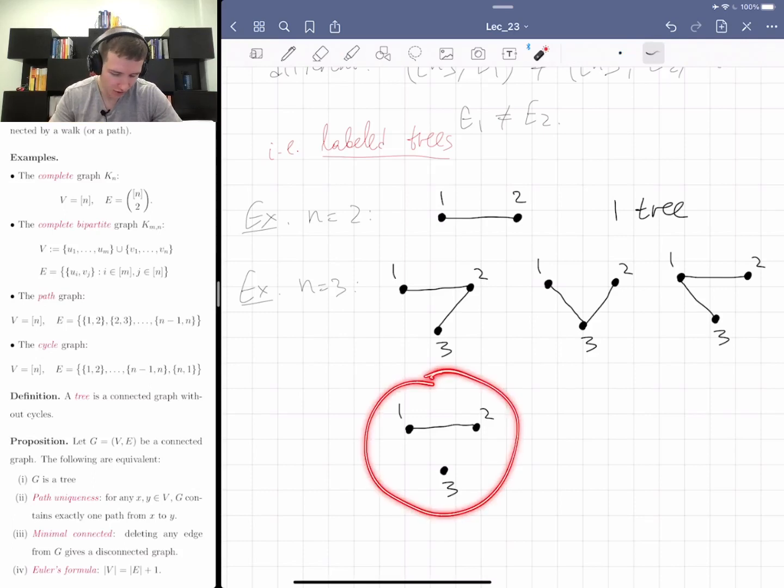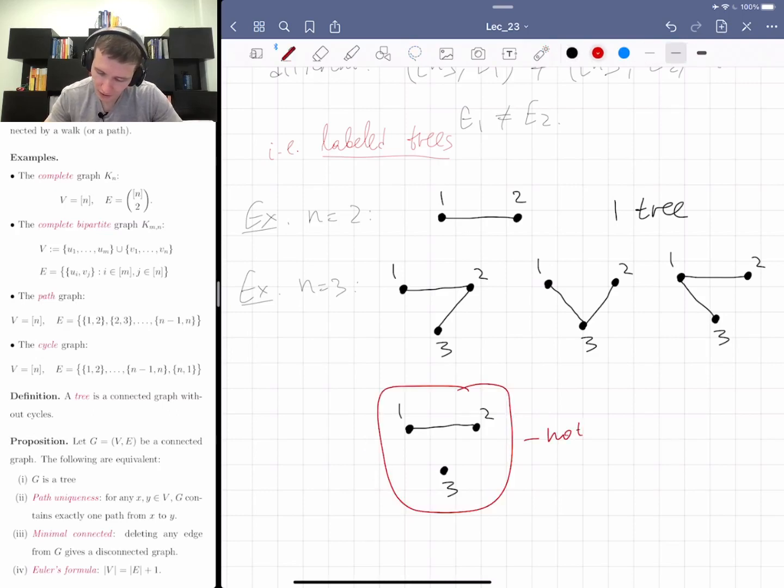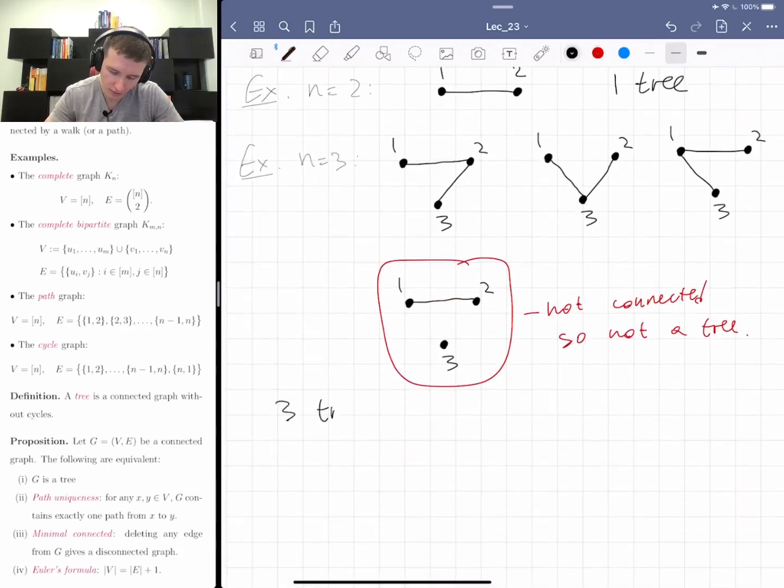Is this a tree or is it not a tree? It's not a tree. Yes, thank you. This is not connected. So not a tree. And the answer is that there are 3 trees.